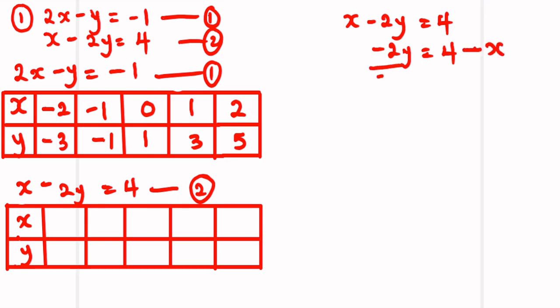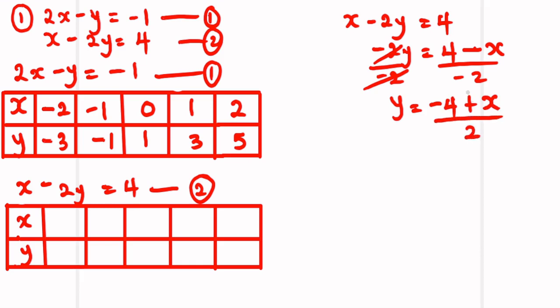Now divide through by minus 2 so that y will stand on its own. So now our y is equals to this negative sign. I would love us to take it up. So it becomes minus 4 plus x over 2. If you notice minus, when I bring it up, it becomes minus times everything here. So minus times plus 4 is giving us minus 4. Now minus times minus x is going to give us plus x.